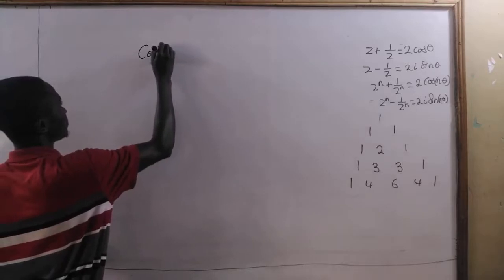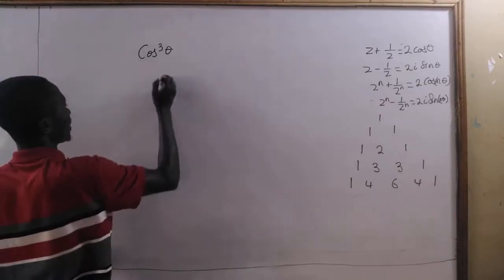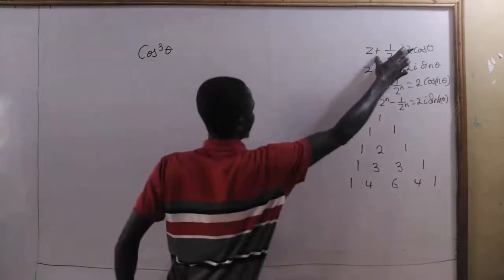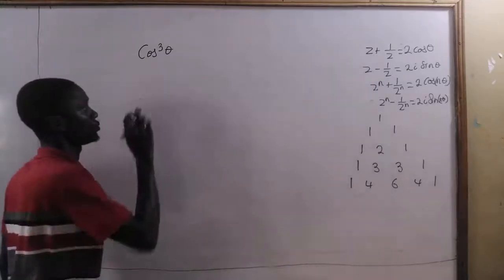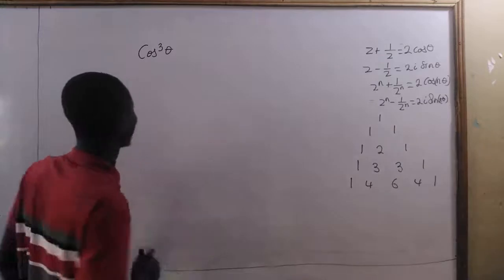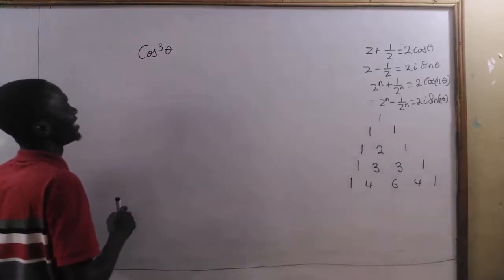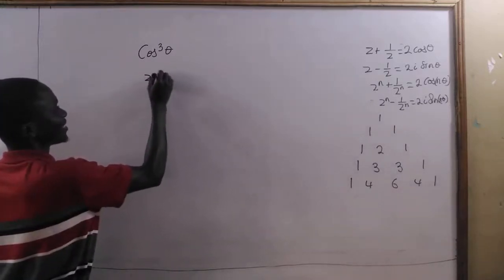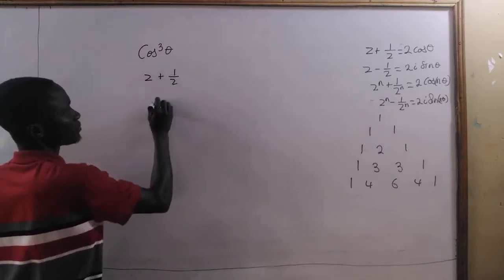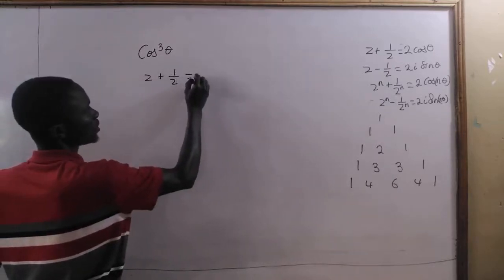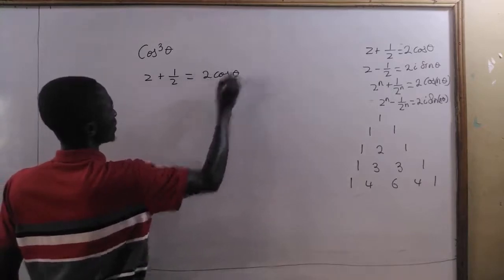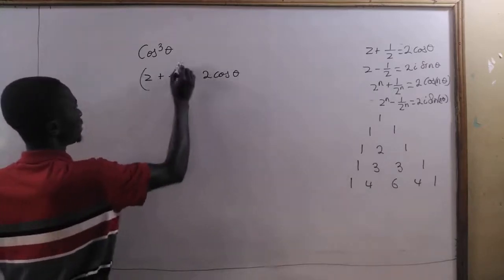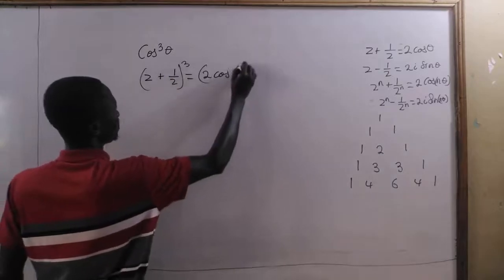So here the cosine cube of theta, you use this one. Those that will bring the I, you forget about those ones and then you concentrate on this. So you try those ones yourself. Okay. You take z plus 1 on z equal to 2 cosine of theta. Then you keep this and you keep this.